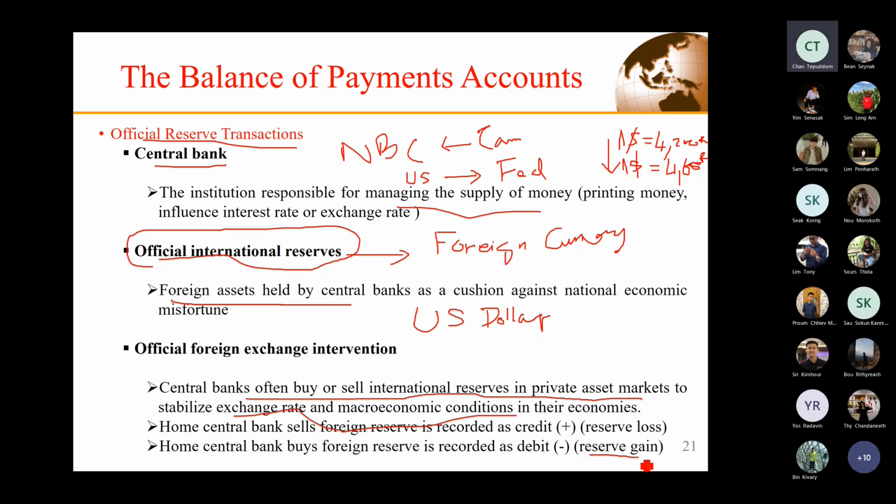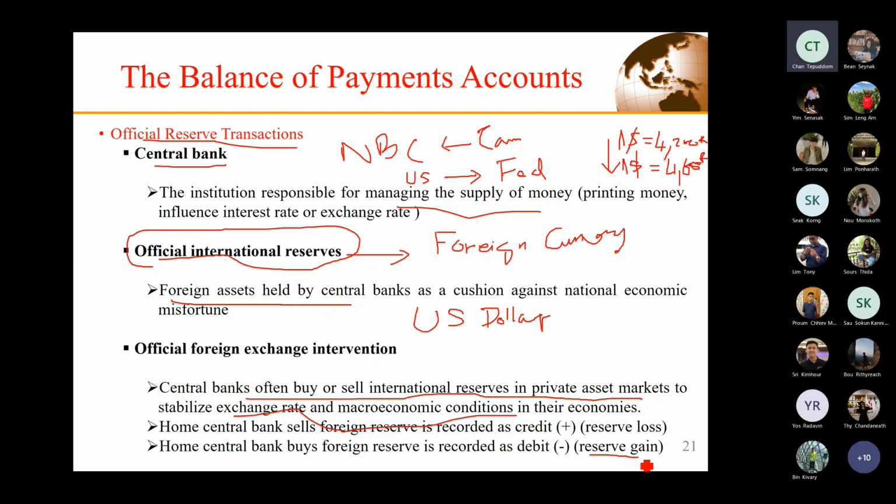Sure, I have a question. If we sell foreign reserve to another country, we credit, right, sir? Can I have your question again? We sell foreign reserve to another country, we credit, right, sir?